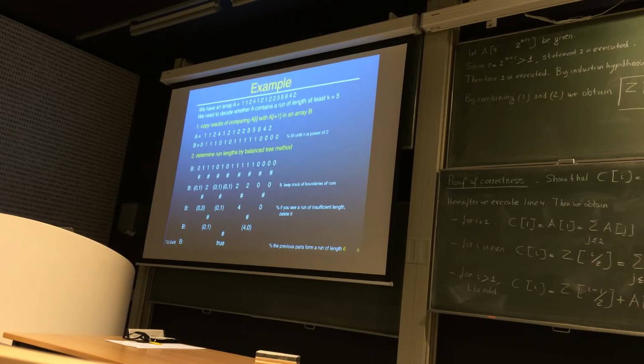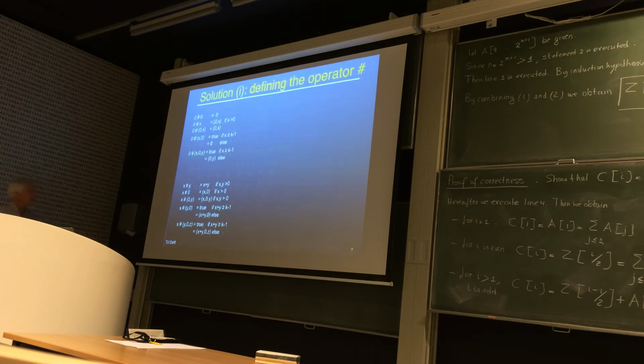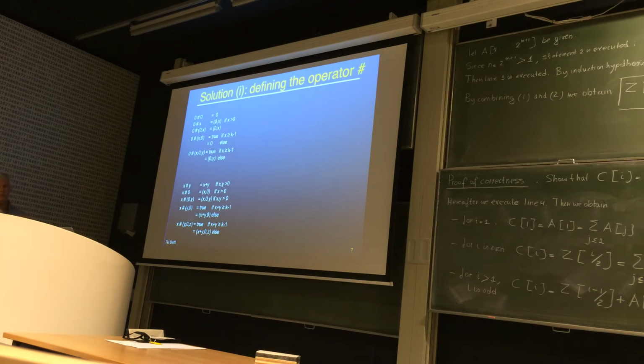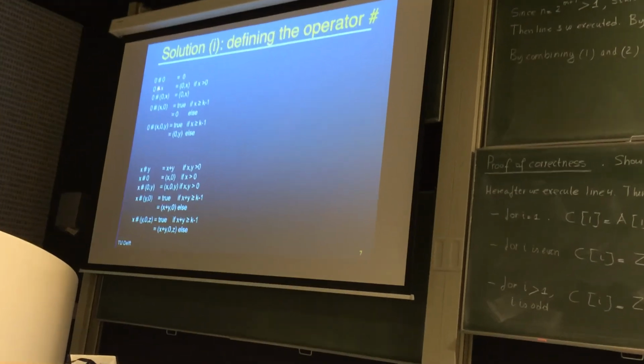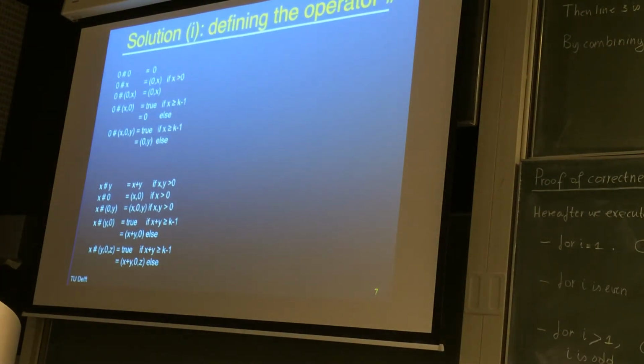Okay, so what is the problem now here? Well, we have to come up with the definition of this operator. It sounds amazingly simple, but its definition is quite complex. So here you have two base cases. 0 combined with 0 will give you a 0. 0 combined with an x, if x is larger than 0, means you start with an initial segment and you have to remember what x is.